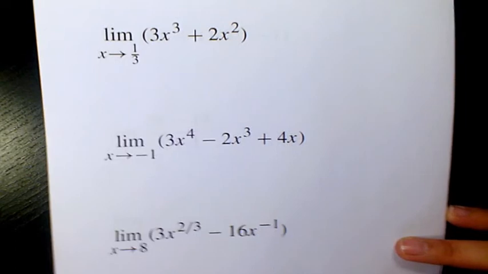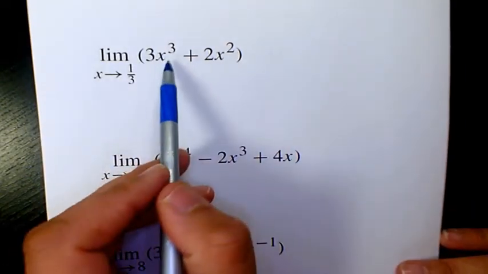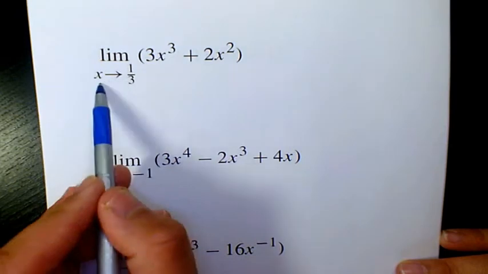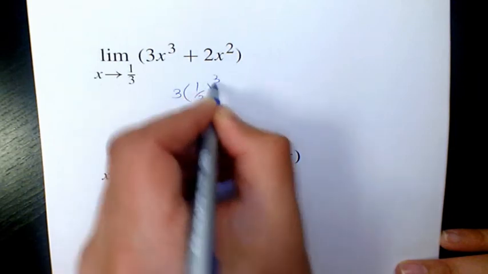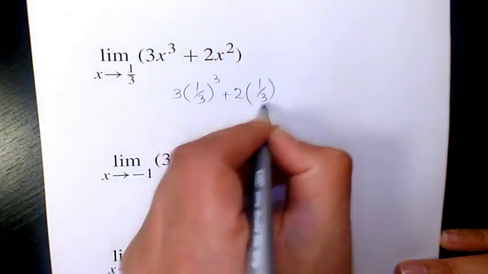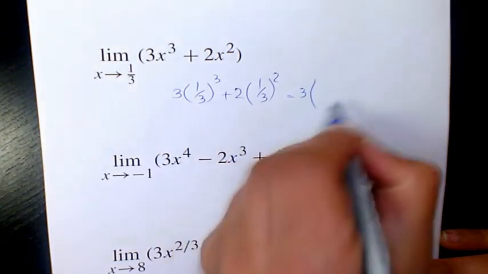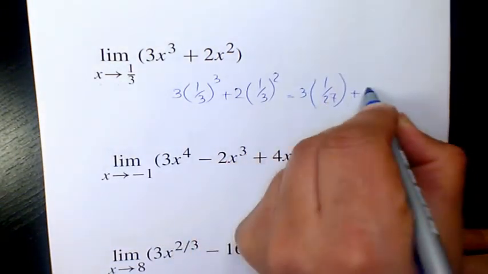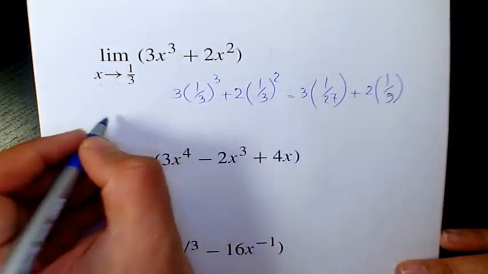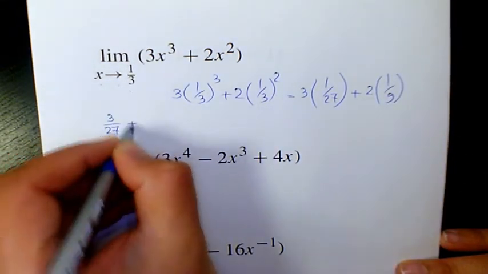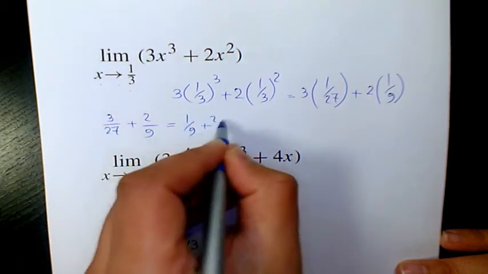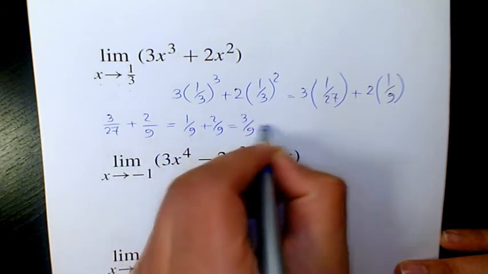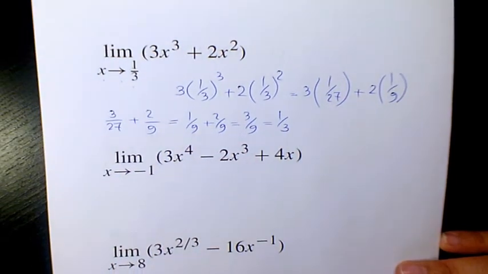Next example, 3x cubed plus 2x squared when x approaches 1/3. It is going to be 3 times 1/3 to the power of 3 plus 2 times 1/3 to the power of 2. It is going to be 3 times 1 over 27 plus 2 times 1 over 9. That's going to be 3 over 27 plus 2 over 9. If you reduce this one, it's going to be 1 over 9 plus 2 over 9. That's going to be 3 over 9. And when you reduce it, it's going to be 1 over 3.